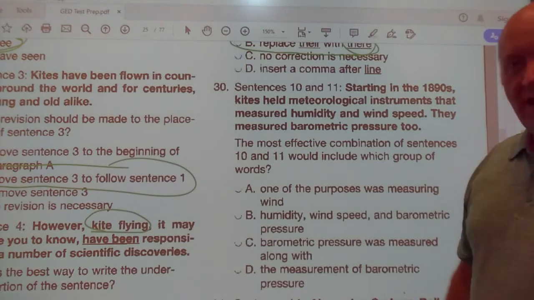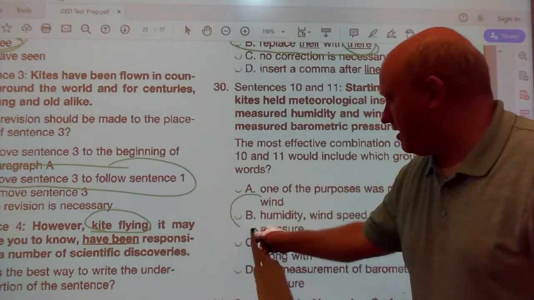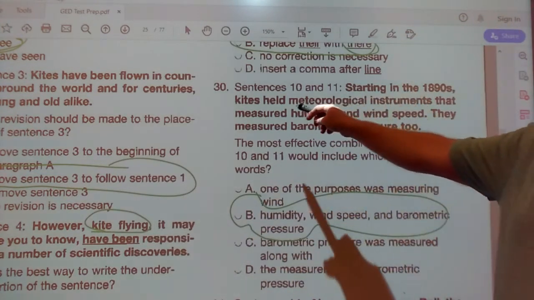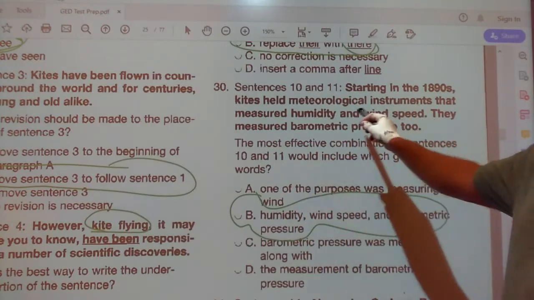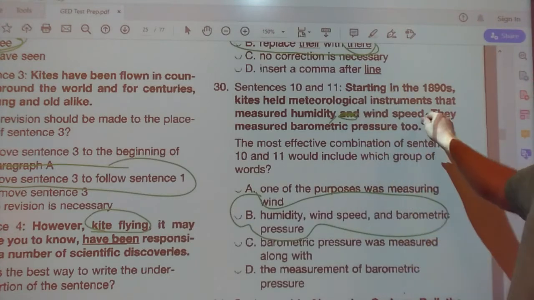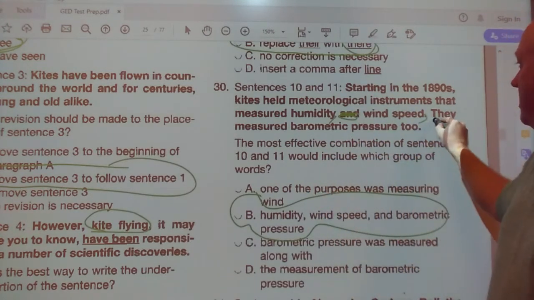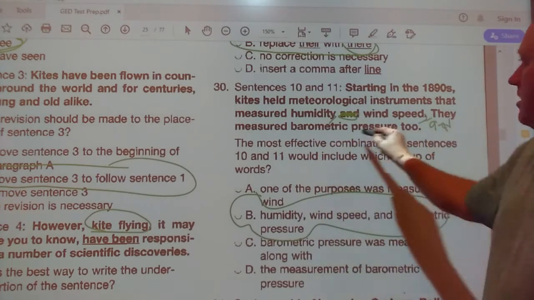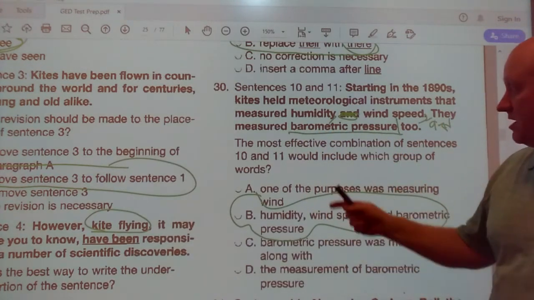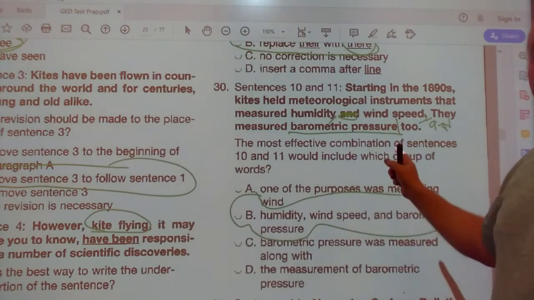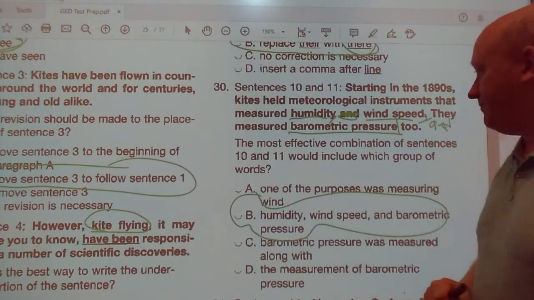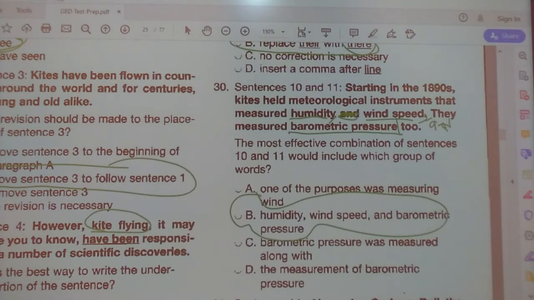The answer, if you're ready, should have been B. Because it says here, starting in the 1890s, kites held meteorological instruments that measured what? Humidity, wind speed, and barometric pressure. And there you go. Because barometric pressure is a related measurement to humidity and wind speed. Okay? And then 31.